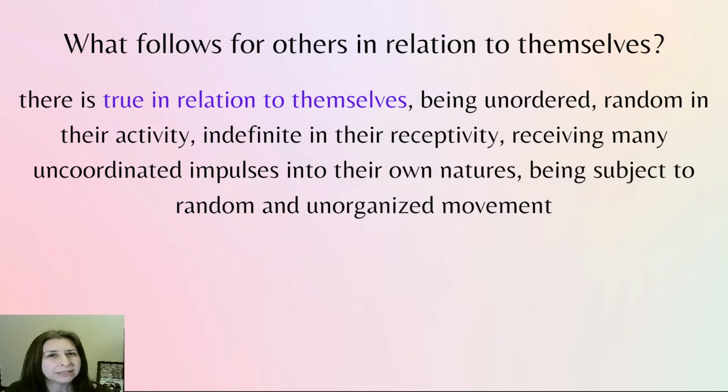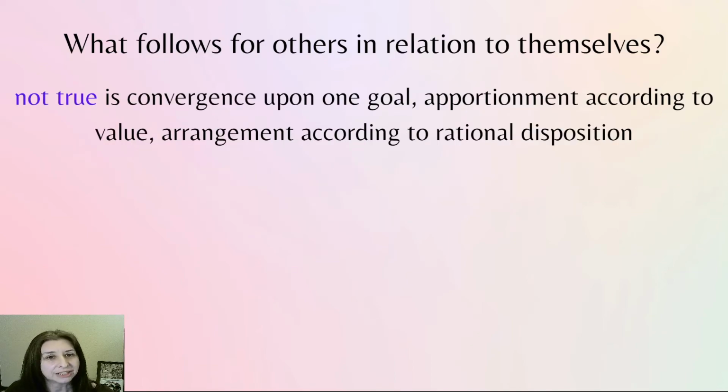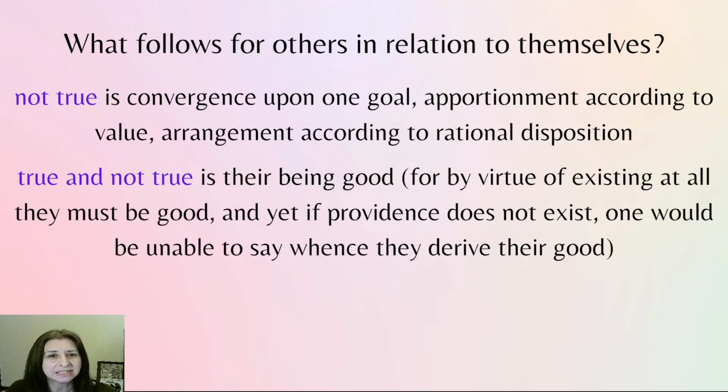being unordered or random in our activity, indefinite in our receptivity, receiving many uncoordinated impulses into our own natures, being subject to random and unorganized movement. Not true, convergence upon one goal, apportionment according to value, arrangement according to rational disposition. Okay, so some of it is the opposite of what we saw before, but he is adding to it as well. Partly true, partly not true, being good, for by virtue of existing, all things must be good. To even exist, because goodness in itself is what holds things together and allows them to exist. So if you exist, there must be some good there. And yet if Providence does not exist, then one would be unable to say whence they derive their good.